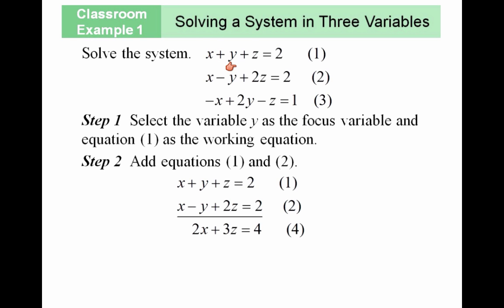If I select y here and take a look at equations number 1 and 2, I can eliminate that, right? I can easily take the first equation and second equation. They're already opposites of each other. That's why I select this one. I don't have to do anything to this. And by doing that, I create a new equation in terms of the other variables, namely x and z.